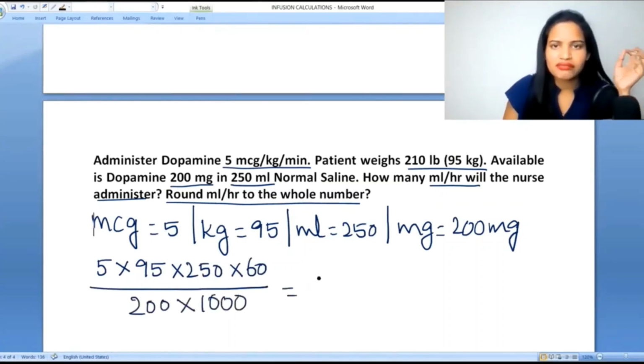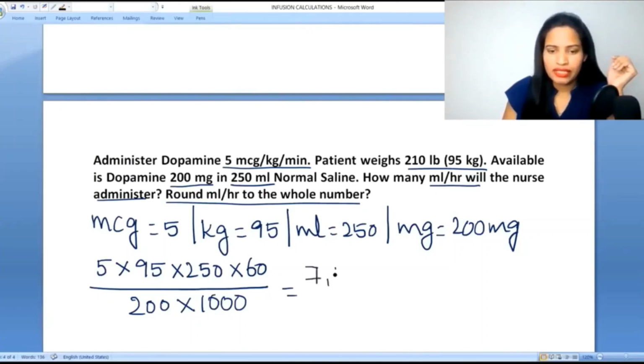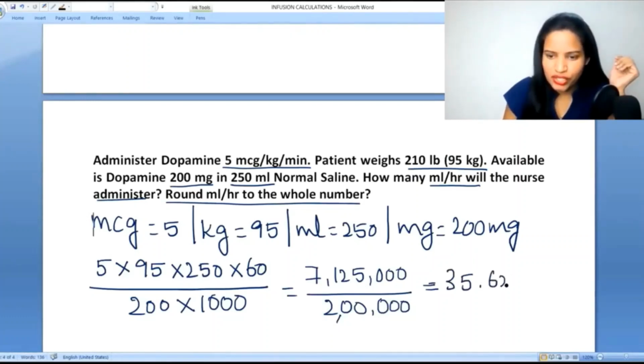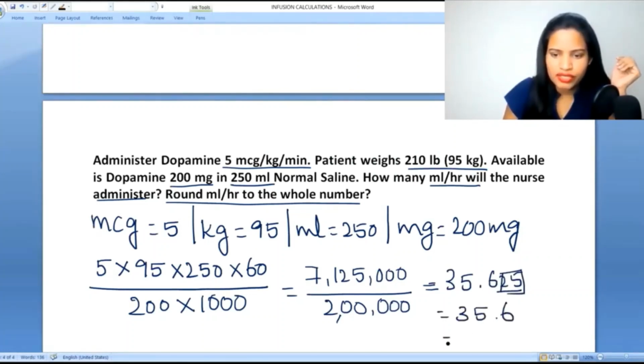Is it easy? It's the easiest formula of all. Okay, 5 into 95 into 250 into 60, you will almost be getting 7,125,000 divided by 2 lakhs, because 200 into 1000 is equal to 2 lakhs. I don't use the calculator for this. And this whole, you will be getting 35.625. Round it up to 35.6, and the answer will be 36 ml per hour. So this is our answer.